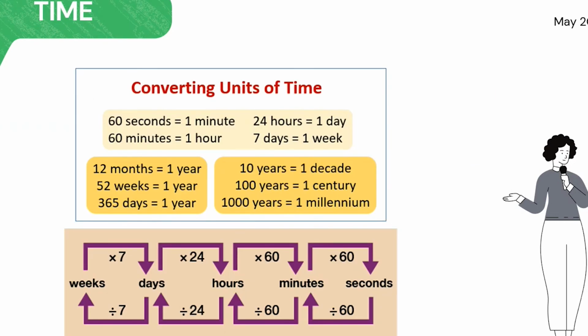To convert yung time, makikita dun sa baba na para ma-convert yung week into days, we just have to multiply it by 7. And to convert naman days to weeks, we just have to divide it by 7.